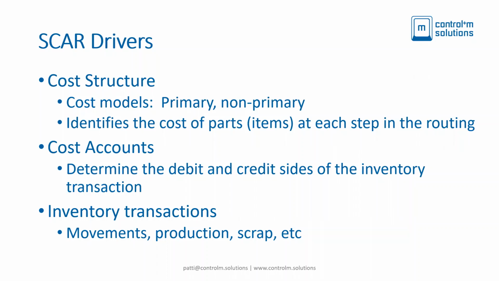Second driver is cost accounts. This is the table that tells Plex which GL accounts to push those transactions to. For example, you might define a raw materials inventory account to be debited for received parts and credited when they're converted to WIP. There are multiple dimensions available for cost accounts too, and that'll make another great presentation for SCAR. The third driver is the actual transactions themselves, and that's what we're going to focus on today, or at least the very basic ones.